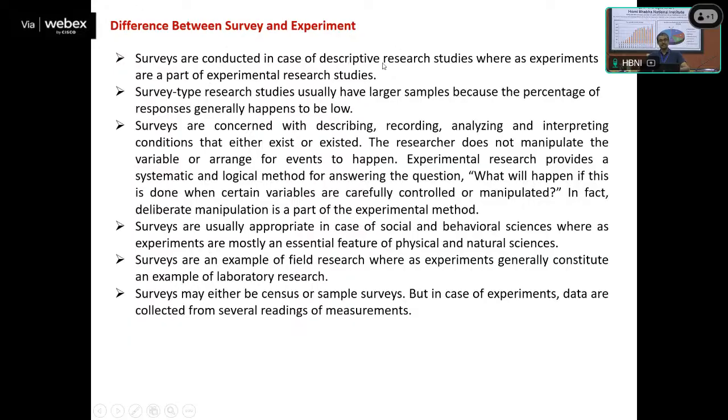Surveys are generally conducted in case of descriptive research, while experiments are part of experimental research. The sampling size varies: samples are much larger in case of surveys, much smaller in case of experiments. Surveys are concerned with describing, recording, analyzing, and interpreting conditions. An experiment will manipulate one of the variables. Surveys are usually appropriate for social and behavioral sciences, experiments for physical and natural sciences. Surveys are generally field research, while experiments are generally laboratory research. Surveys may be either census or sample surveys, while experiments collect data from several readings of measurements.